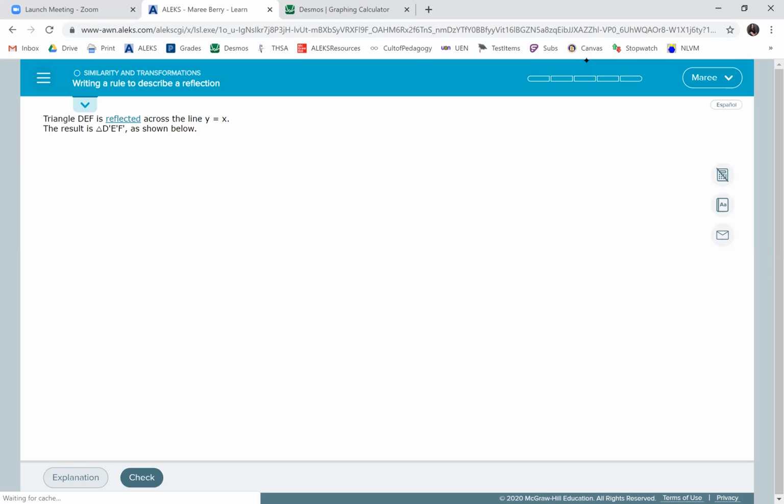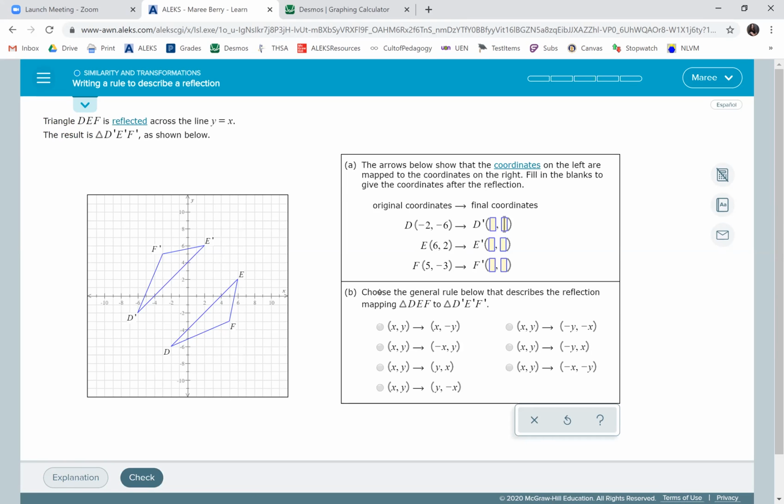So we start by just listing the points. D prime is -6, -2. Make sure that you're listing the X first. Sometimes people still mix them up, so we want to make sure that when we do the point for E prime, we have the 2 first and then the 6. And then F prime, looks like -3, 5.